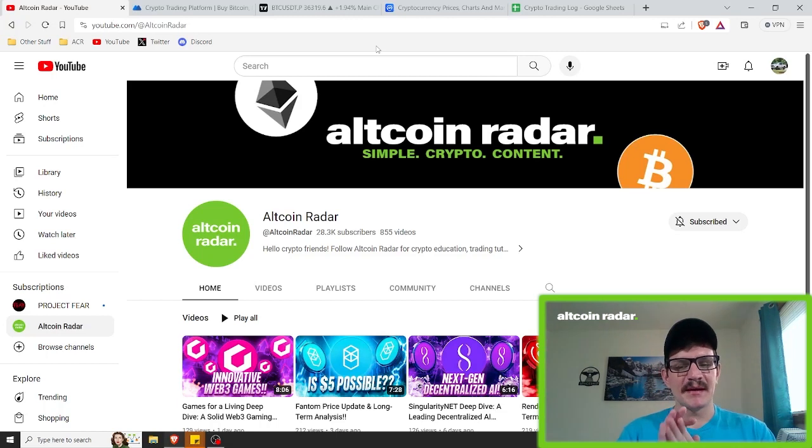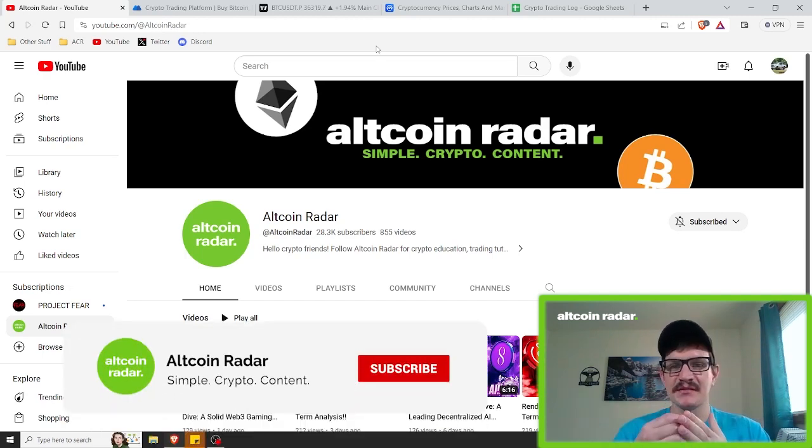Altcoin Radar. Today I'm going to teach you a super simple trading strategy that uses the MACD indicator to identify potential good entry and exit points while you're trading the crypto market.